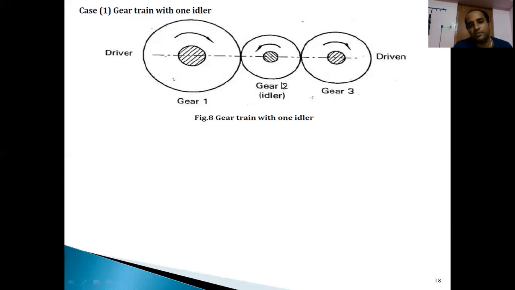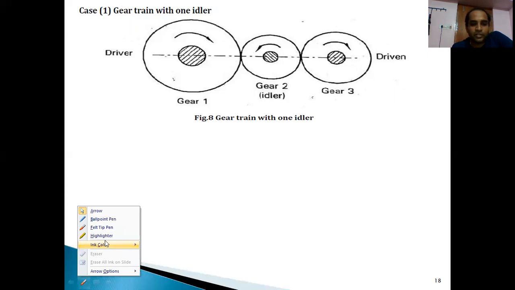If you now observe according to our theory, gear 1 is the driver gear. Gear 1 is the driver gear. It is driving the idler gear. Yes, this idler gear rotates in the anti-clockwise direction.